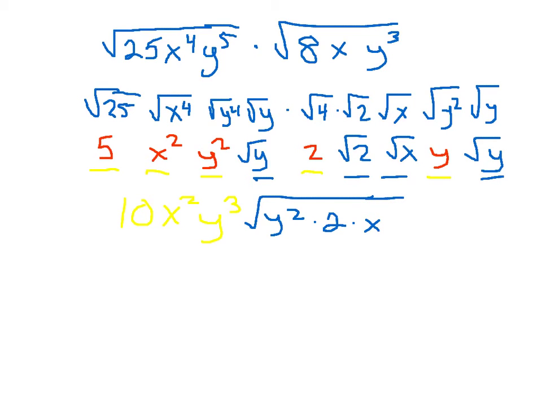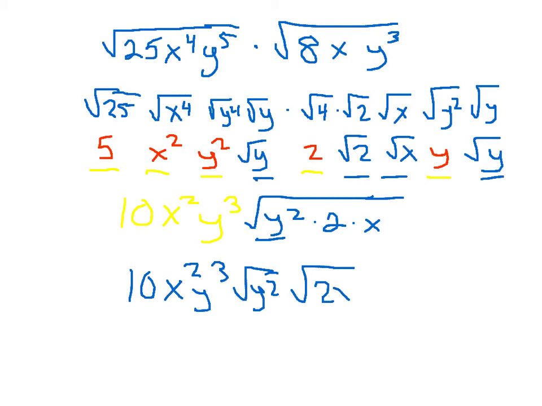Okay, now what I need to make sure is anything that's left under that square root, is there anything under there that itself can be broken apart? And it turns out that this y squared right here is a perfect square. So nothing happens with this 10x squared y to the third, but I can break that apart into y, the square root of y squared. Neither one of those, the 2 or the x, can be simplified, so I'll just leave that as the square root of 2x.